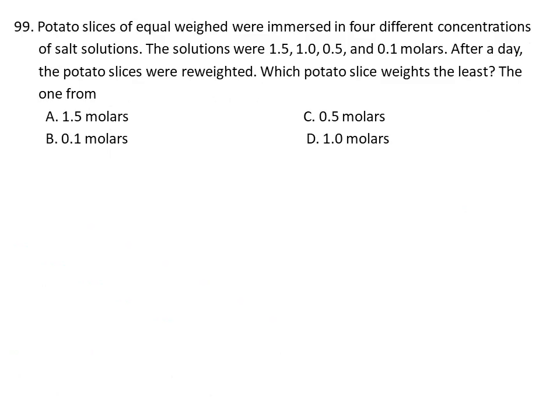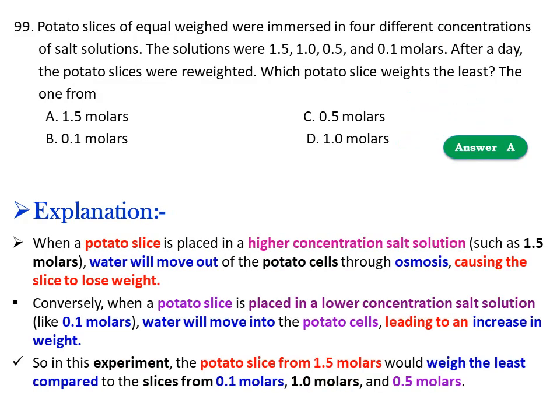Question number 99. Potato slices of equal weight were immersed in different concentrations of salt solution. The solutions were 1.5, 1.0, 0.5 and 0.1 molar. After a day, the potato slices were weighed. Which potato slice weighed the least? So the one from 1.5 molar, so that will be A.